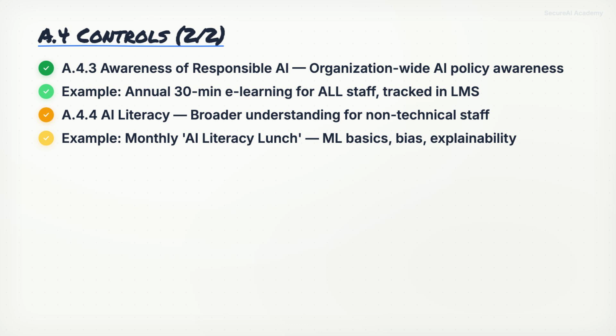Control 4. AI literacy. Build broader AI understanding across the organization. Example: the company runs monthly AI literacy lunch sessions where non-technical staff learn about AI basics. What machine learning is, how models make predictions, why bias happens, and what explainability means. The goal is informed decision-making at all levels.